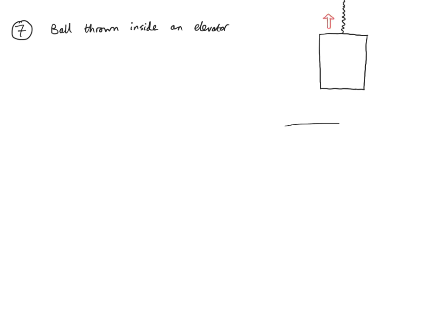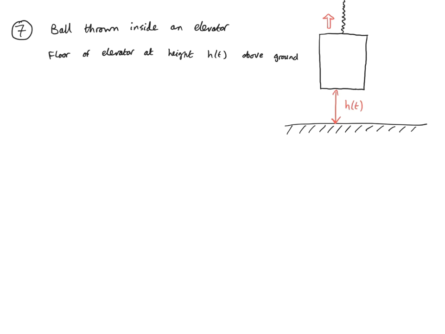Let's say the ground is over here, and the height of the floor of the elevator above the ground is something that I will call h of t. It's something that changes with time. So let's be a little bit specific. Let's say that at time t equals 0, h of 0 is equal to 0. So we're saying that at time t equals 0, the elevator is resting on the ground.